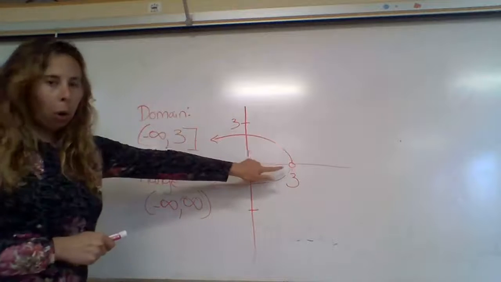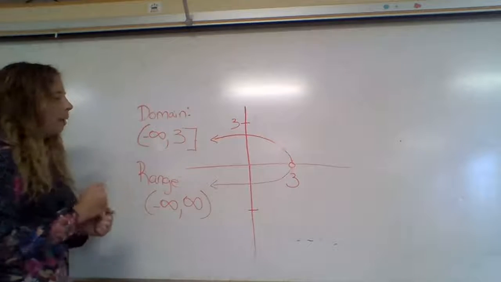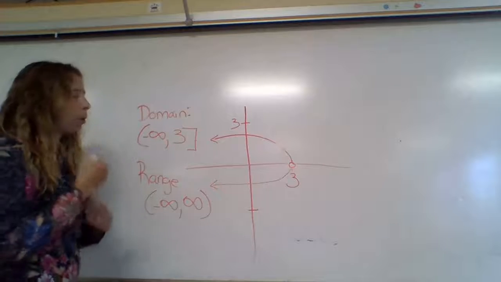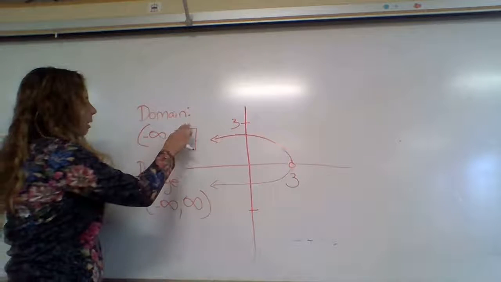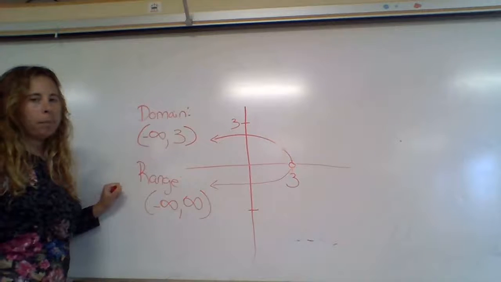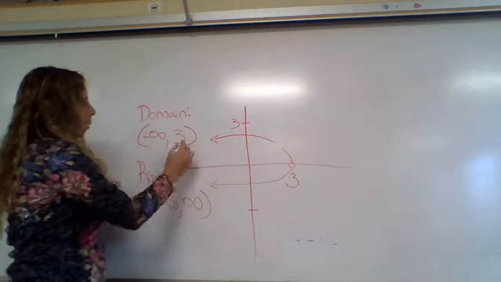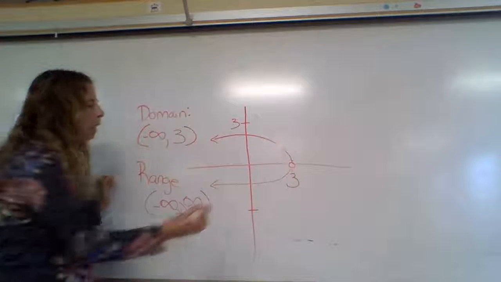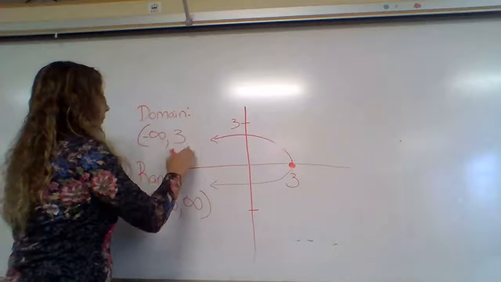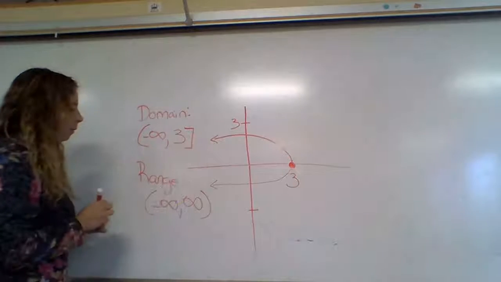If you have a hole, then that means we're approaching x equals 3, but we never actually hit it. So this would have to be a parenthesis. Okay? If that was a hole, then this would be a parenthesis as well. But it's not, it's filled in. So that's why it's a bracket. Okay, now I'm done.